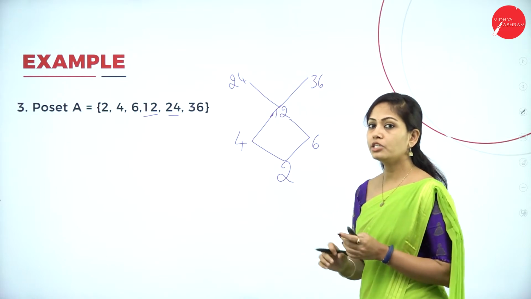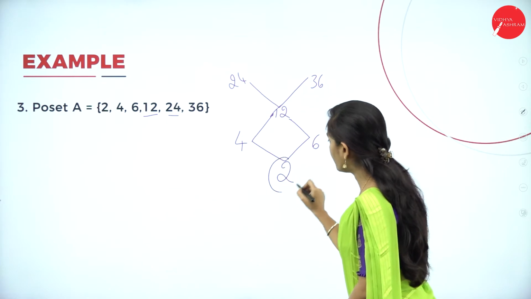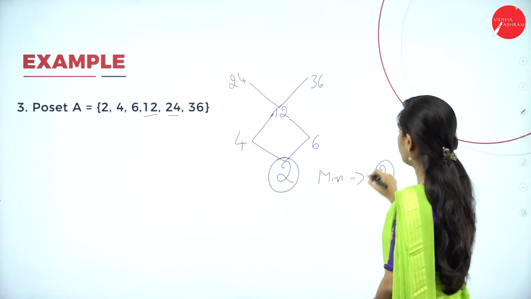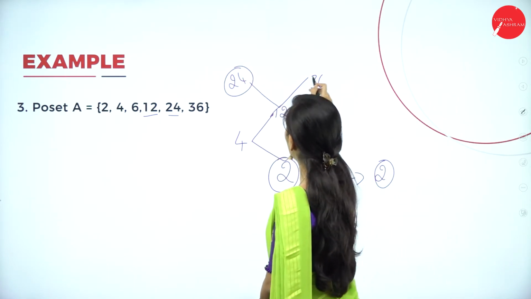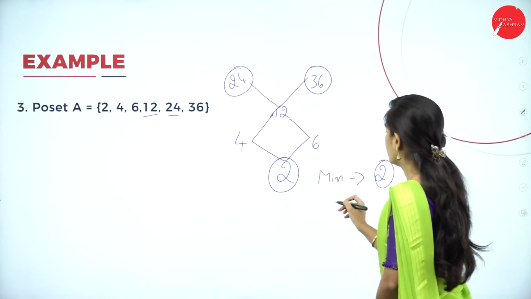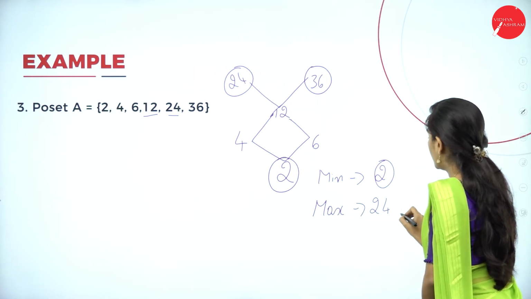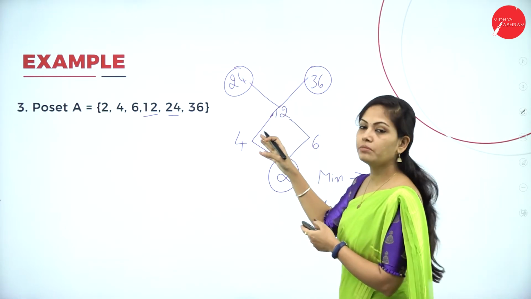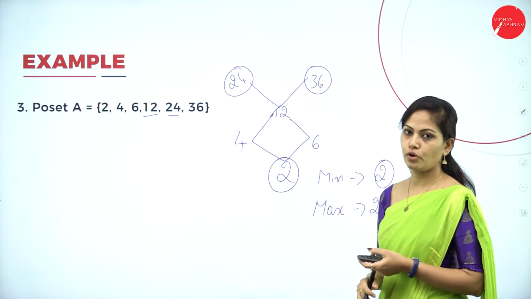So now find out the maximal and minimal value. The minimal element is 2. And the maximal elements are 24 and 36 because they are not related to any other values. This is called a Hasse diagram, and here we got the maximal value and minimal value also.